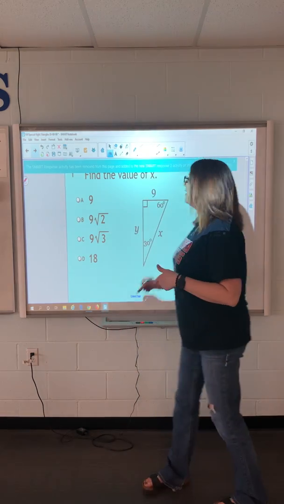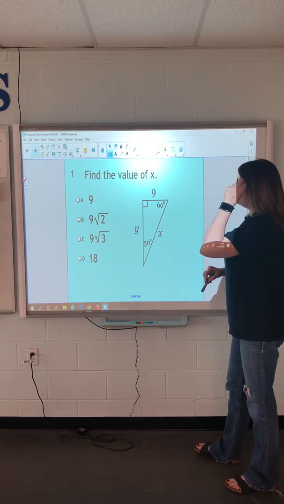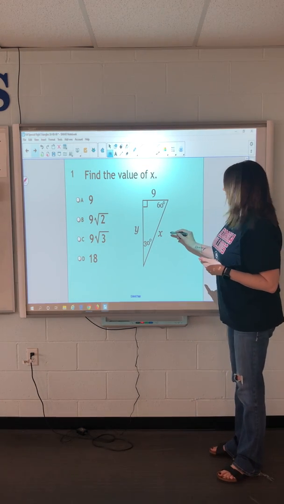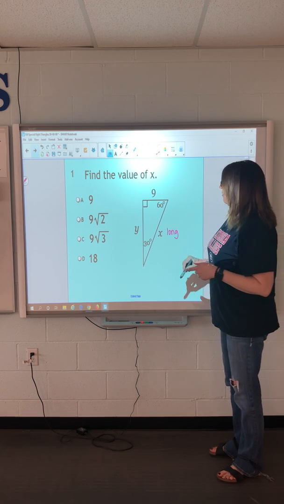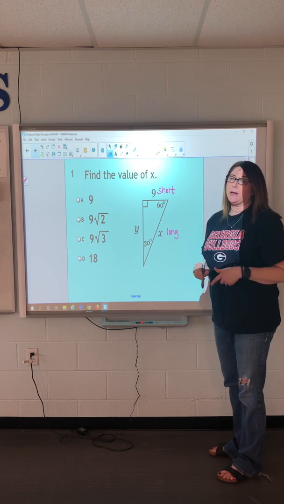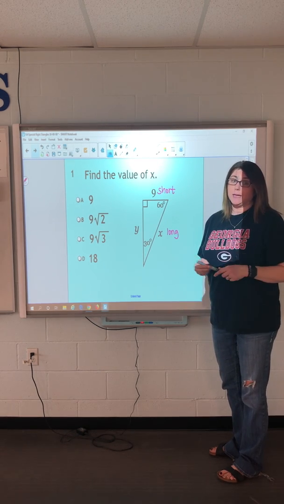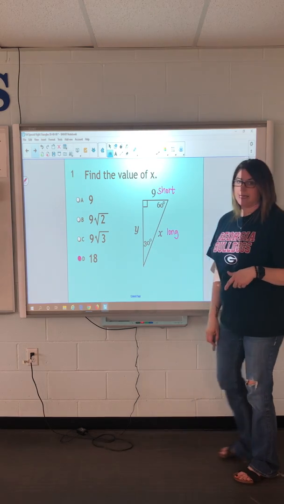All right, so I'm going to go ahead and get started with those problems. Number 1 says find the value of x. So in this particular picture, x represents the long side, and the piece of information that we have been given is the short side of a 30, 60, 90. How do I go from short to long? I double it. I multiply by 2, and our answer is going to be letter D.